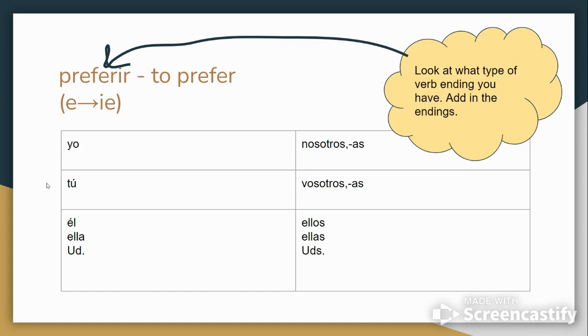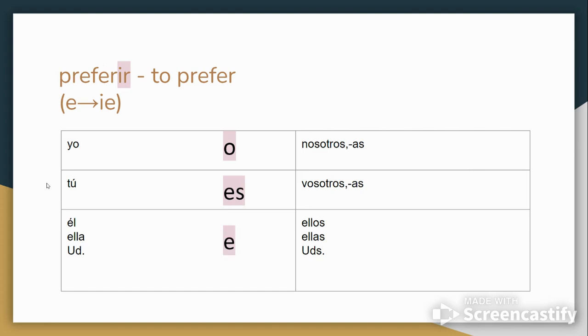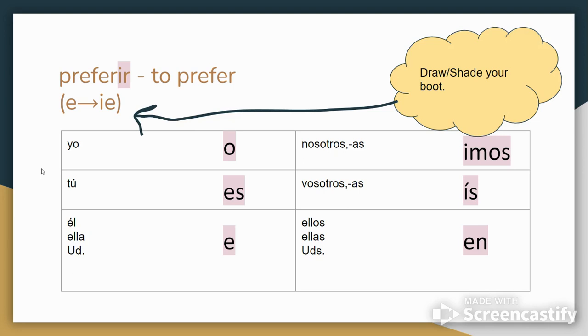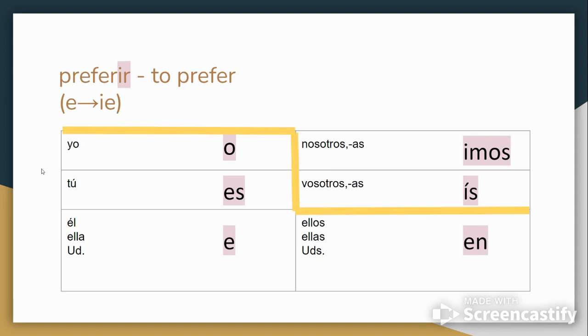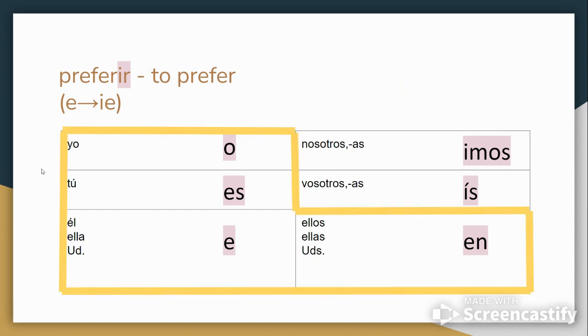Now notice these are going to be IR endings, so we're going to have O, S, E, imos, ís, en. That's the next step. We're going to write in the endings, and we know how to do that. We know that our AR, ER, and IR endings are going to be the same as they match up with our boot verbs. Our next step is to notice that there's a stem change. We can see those parentheses and the type of change that's supposed to take place. So that means we need to draw out our boot. And you know the shape that it's supposed to take is going to leave out the nosotros and vosotros form. And now, when we conjugate, we're going to change the E that is closest to the ending.